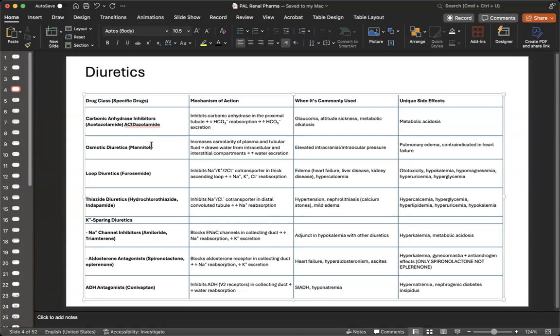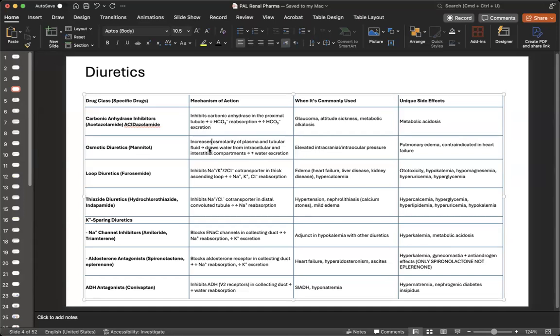Second, you have osmotic diuretics, mannitol. So mannitol is not really inhibiting receptors or enzymes or something. Mannitol is a substance that increases osmolarity. So it's hyperosmolar, it increases the osmolarity of plasma and tubular fluid. And just the law of osmosis is that the water is going to be drawn out of the intracellular and interstitial compartments into the plasma and the blood, and then that's just going to get excreted.